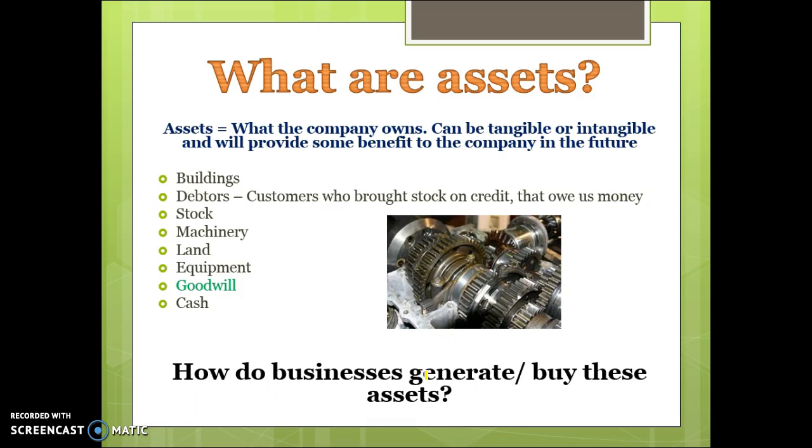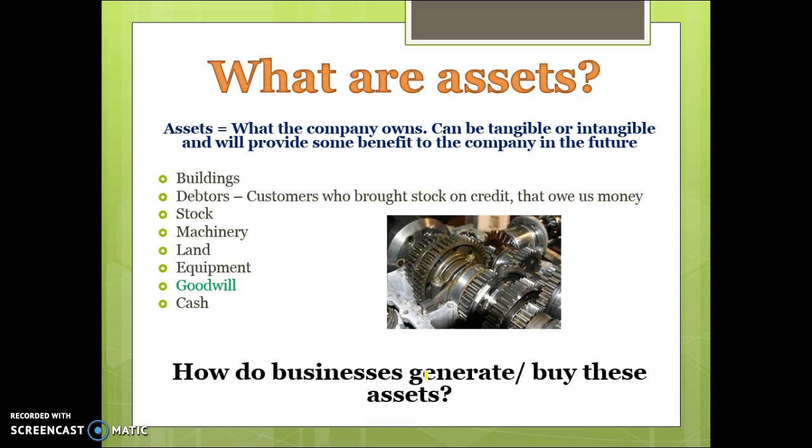So in this video we're going to look at what's meant by assets and liabilities and owner's equity when running a business. So first things first, assets. Assets are all the things that a company owns at a point in time. They can be tangible or intangible, which means they're generally physical items you can touch, but they can also include intangible items that you can't touch. And the idea of these assets is they're designed to provide some benefit to the company in the future.